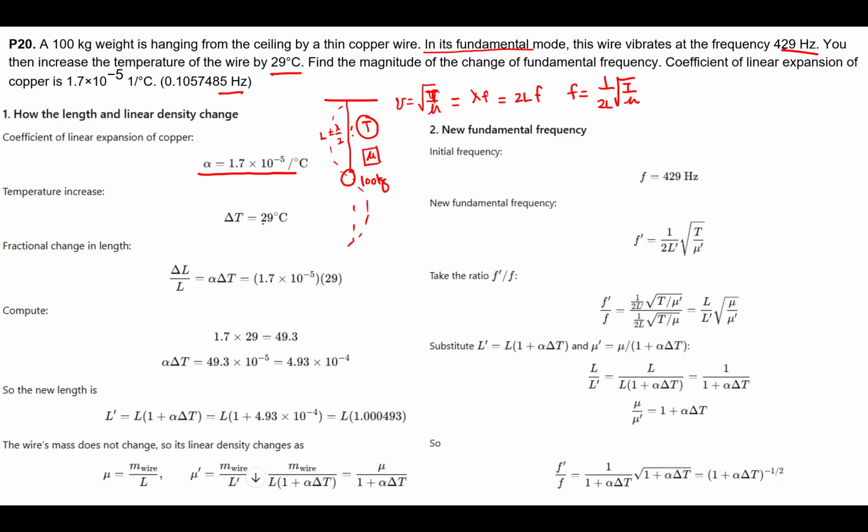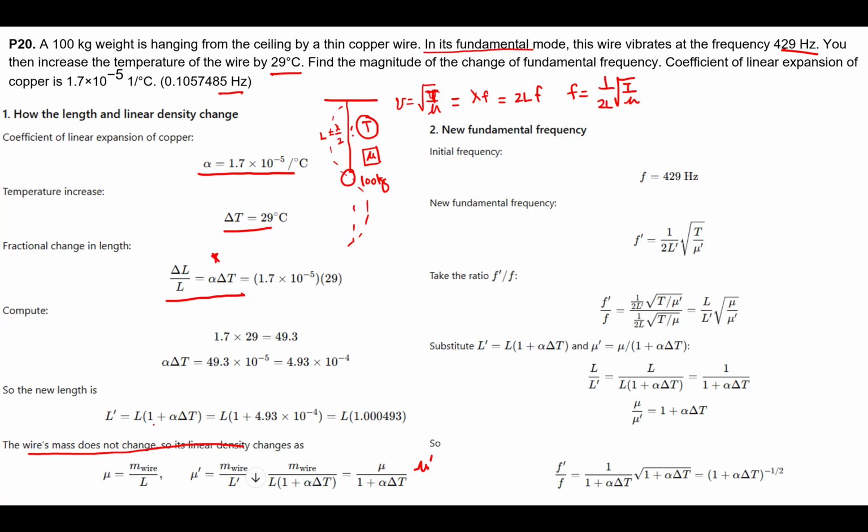Now what is going to happen here is that by changing the temperature, this length is changing by linear expansion. Once the length is changing, everything is going to change. First thing is that the wire's linear density is going to change. Initially you have this; now the mass does not change, but the length changes, so we have a new mu prime.